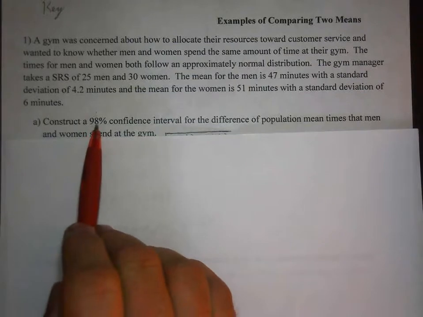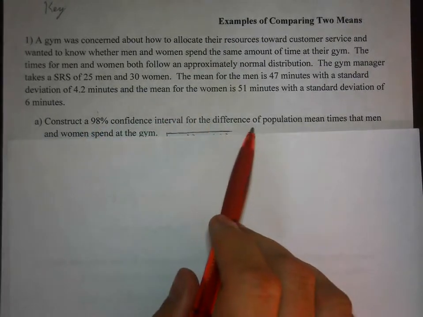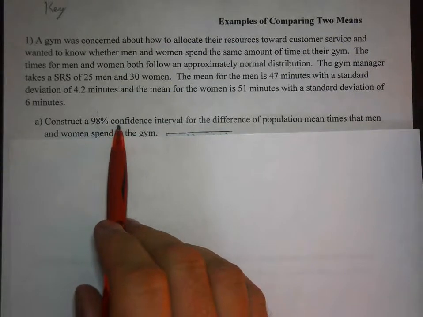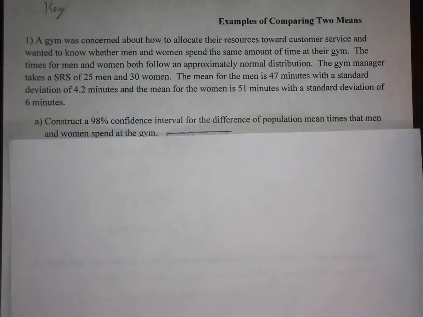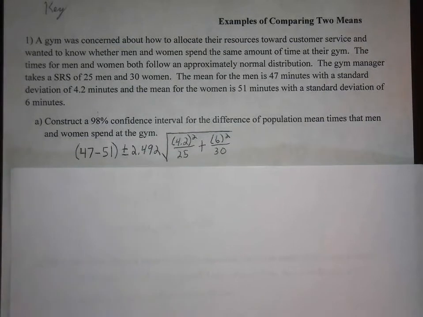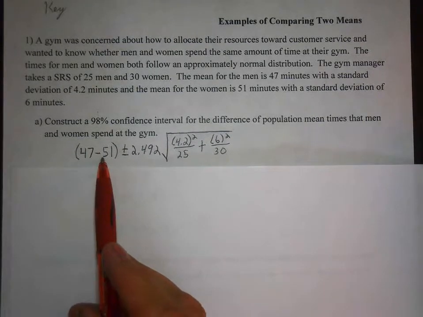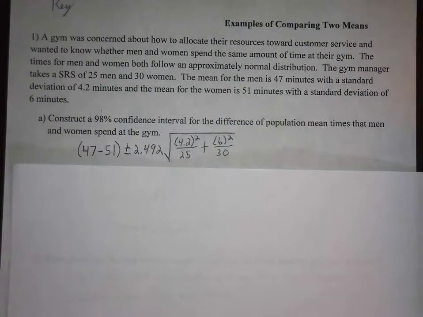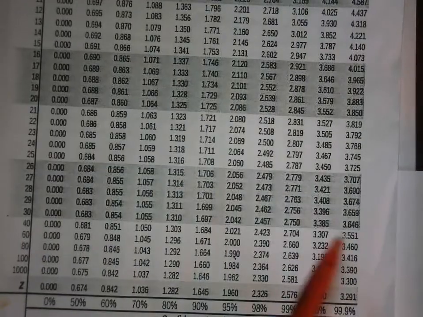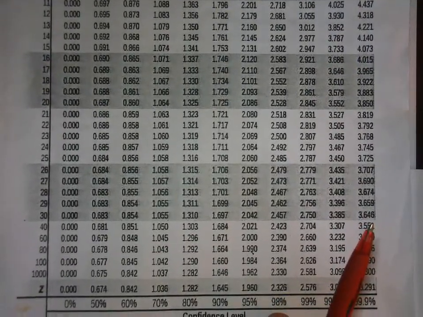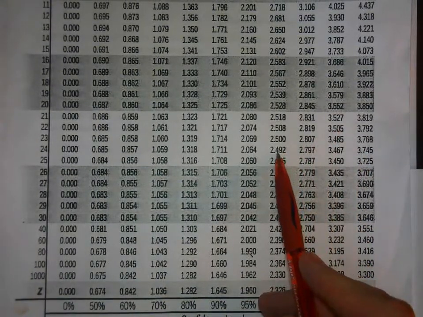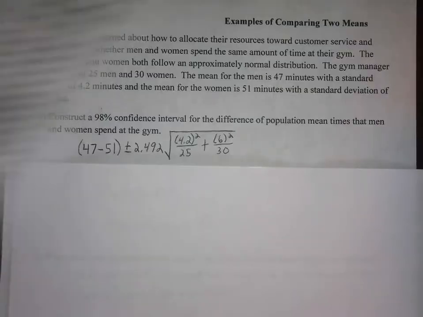It asks you to construct a 98% confidence interval for the difference of population mean times that men and women spend at the gym. You do x bar 1 minus x bar 2, plus or minus your t star value. That 2.492 is coming from your t distribution for a 98% confidence interval, with 24 degrees of freedom because that's your smallest n minus 1. So 25 minus 1, 2.492.